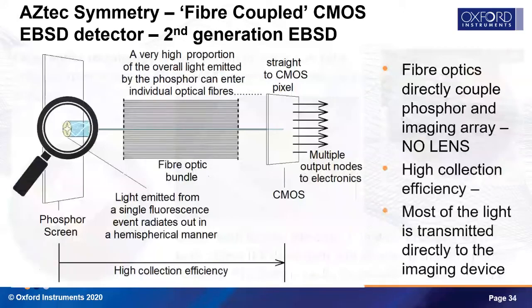So let's have a look at this in use. If we consider that same event at the phosphor screen, now we're seeing that a very high proportion of the light is contained within a single fiber, or maybe a number of fibers that obviously are closely associated with each other, and these would be conducted through the bundle and then delivered, if you like, to the CMOS imaging array. So this has got inherently high collection efficiency, and this is going to lead to a much more sensitive detector.